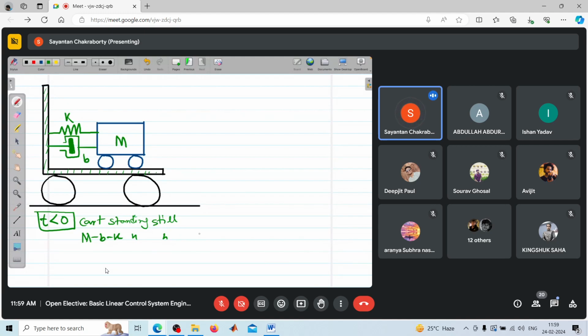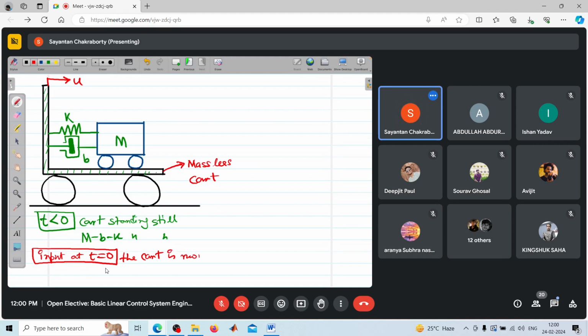Now in this system, given an input, suppose the displacement of the cart is defined by u, and the following an input at time t, at time t, the cart is moved at constant speed, right?